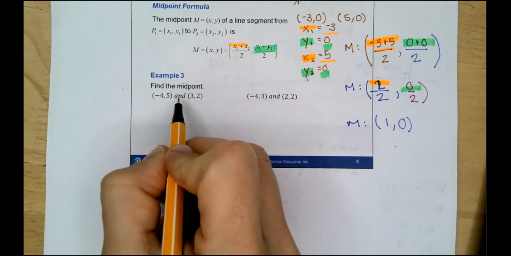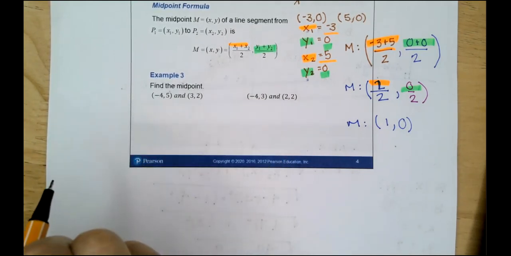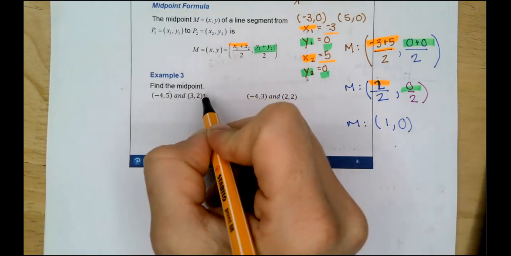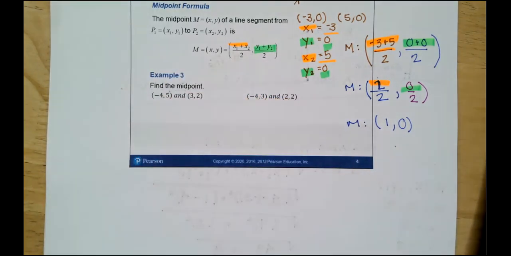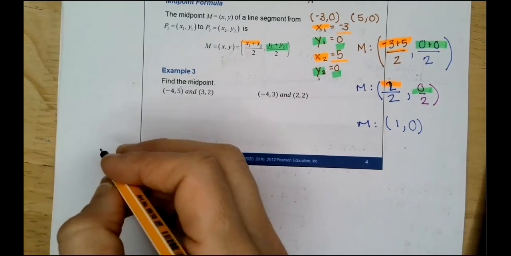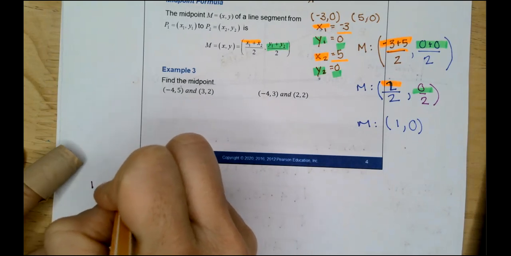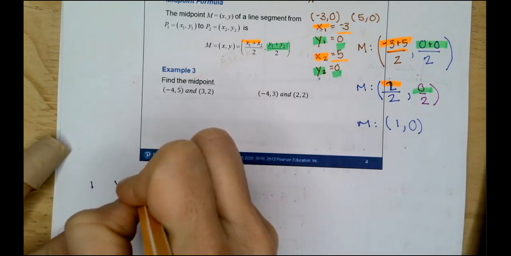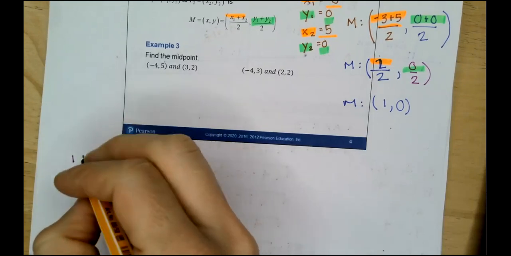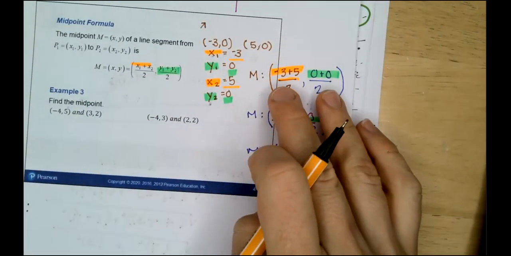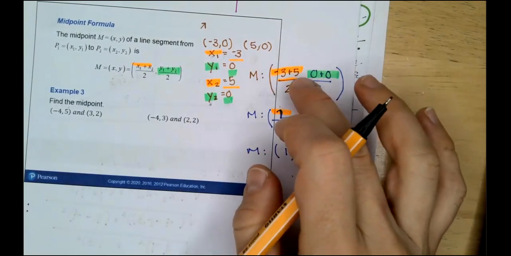Add the two x values of the endpoints and divide by 2 to find your x value of your midpoint. Take the two y values of your endpoints, add them together, divide by 2 to find the y value of your midpoint. Good? So this is how I like to do it: the x of my midpoint, and then the y of my midpoint, so that it doesn't look confusing with the parentheses and the commas.